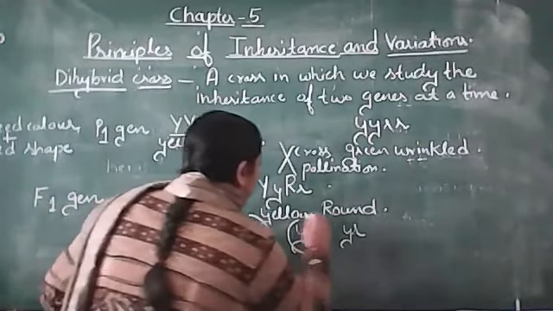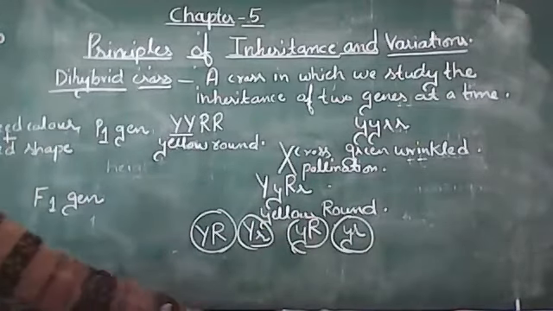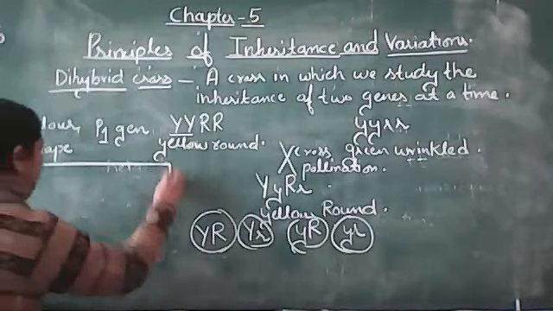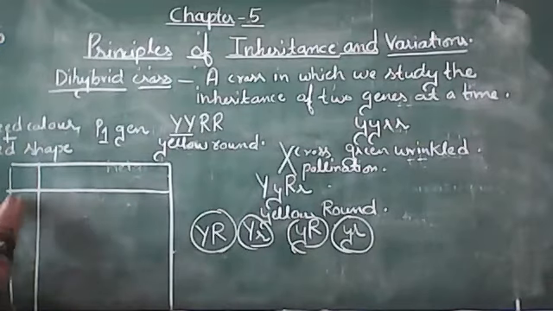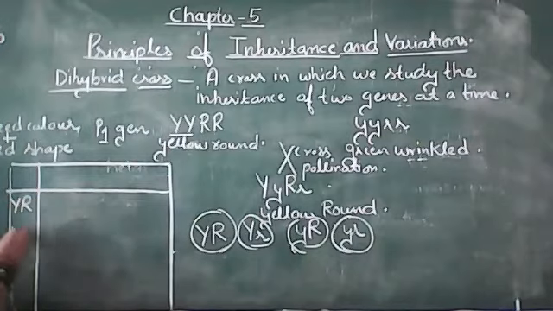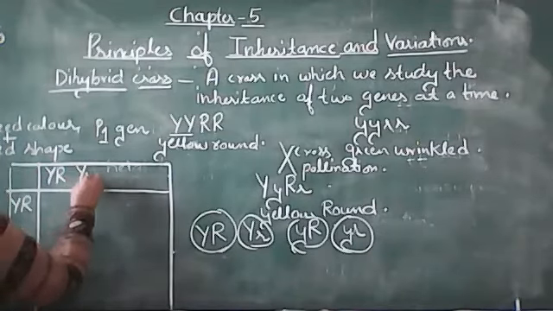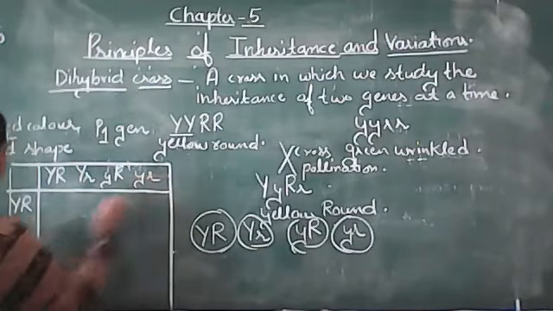So with the help of this, we can construct a Punnett square. So here I am going to construct the Punnett square for the F2 generation. So you can easily write here that I have four types of allelic combination: capital Y capital R, capital Y small r, small y capital R, and small y small r. Same thing I have written here also: capital Y capital R, capital Y small r, small y capital R, and small y small r.